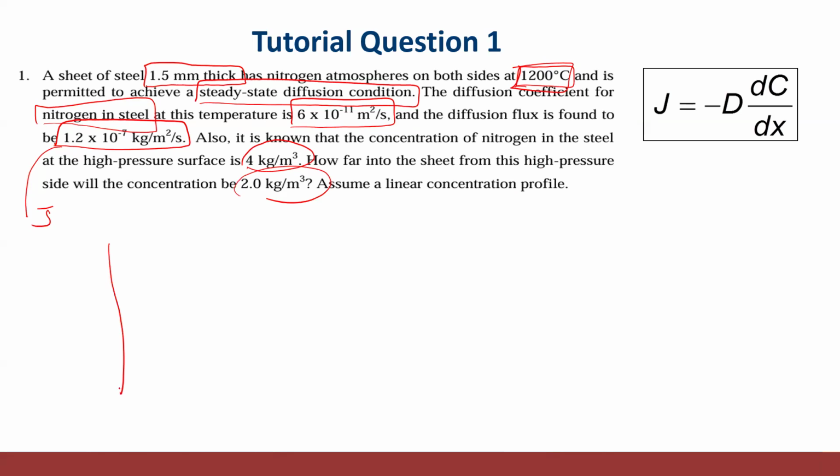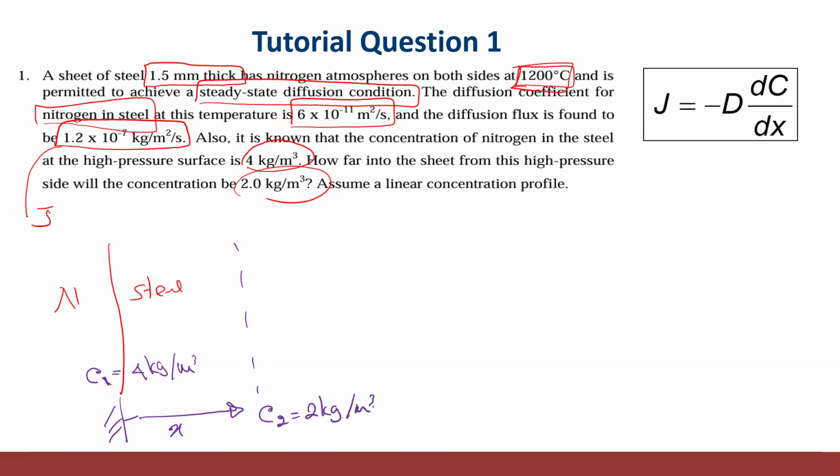So here you have nitrogen and you have steel here. So nitrogen is diffusing into the steel, isn't it? So on one side, the concentration of nitrogen is equal to 4 kilograms per meter cube. And at a certain distance, let's take this as X distance from here, we measure the X from here. At this point, the concentration is 2 kilograms per meter cube. And they are asking us to find this X.